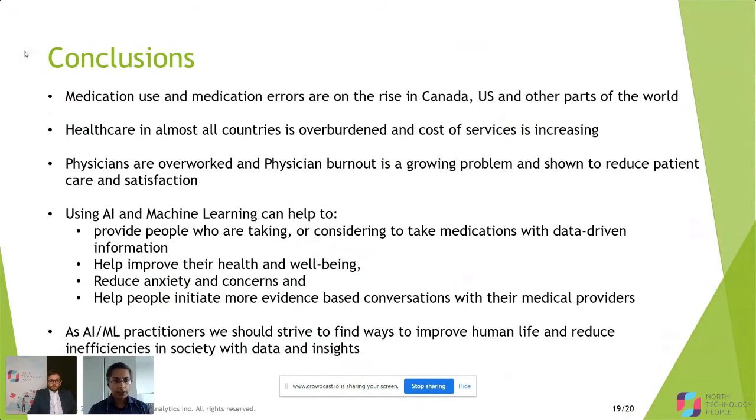Using AI and machine learning can help people who are taking or considering taking medication. It allows you to be more proactive, right? So it allows you to really take ownership of your health and well-being, as opposed to picking up a phone or emailing your doctor, where likely you won't get a response back in a few hours, likely it'll be a week or two. It can help improve your health and well-being, and reduce the anxiety on medications that you're thinking of taking.